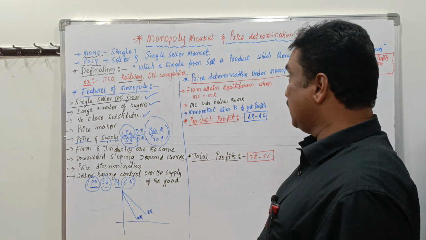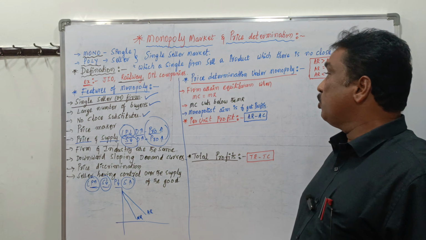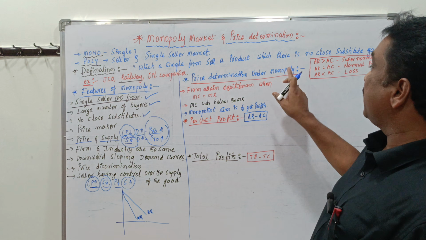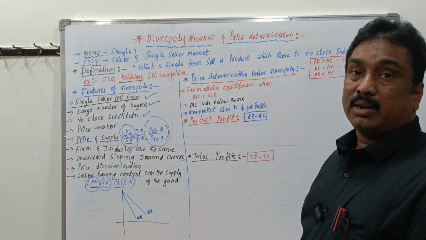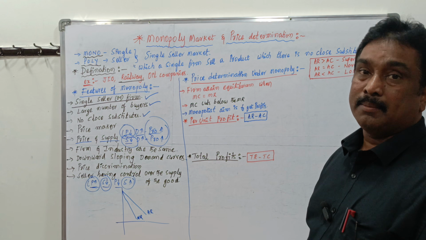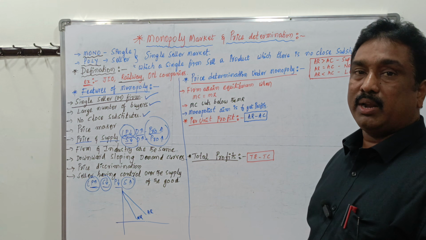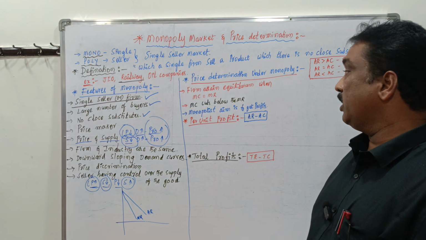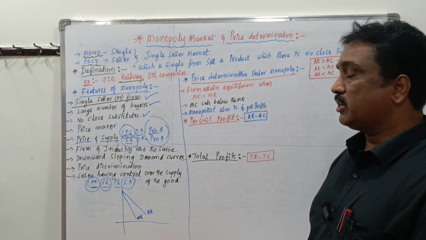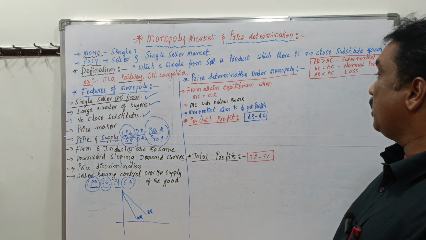So let us discuss how to determine the price under the monopoly market. Price determination under the monopoly market: price and output, meaning production. How is that determined in the monopoly market by the seller? That is the main important topic here. So I think everyone can better understand the features of monopoly. Then how to determine the price in the monopoly market.